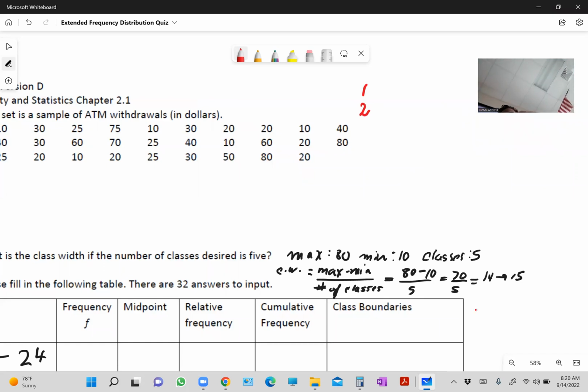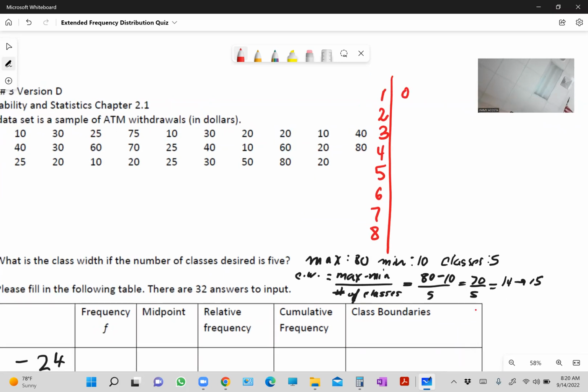So 1 leaf, 2, 3, 4, 5, 6, 7, 8. Those are our stems. So the first one's going to be 0 here, right? 30, 25, 75, 10, 30, 20, 20, 10, 40. Let me count that I have all those numbers. 1, 2, 3, 4, 5, 6, 7, 8, 9, 10. I have 10 numbers.